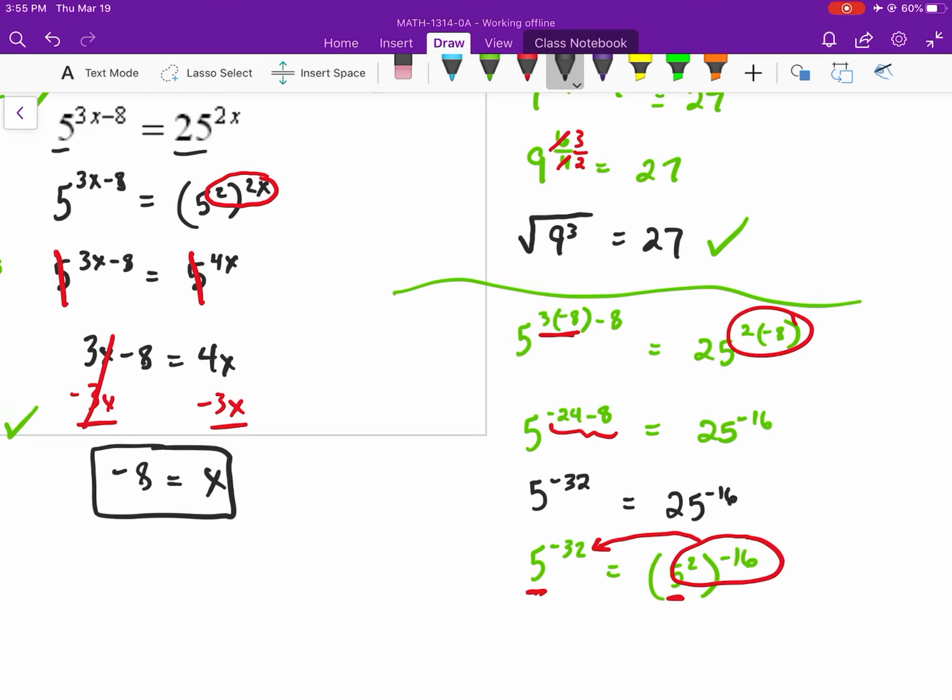The only problem that we didn't do in here that you will see in Hawks is a quadratic exponent, which means you could possibly have 2 answers. But make sure you check both answers to make sure that they work.